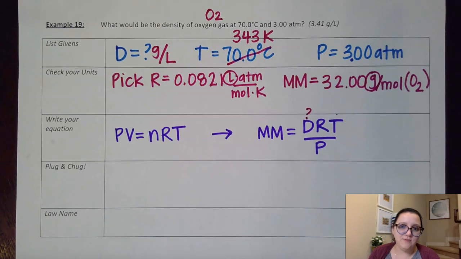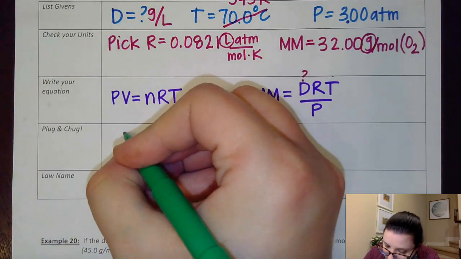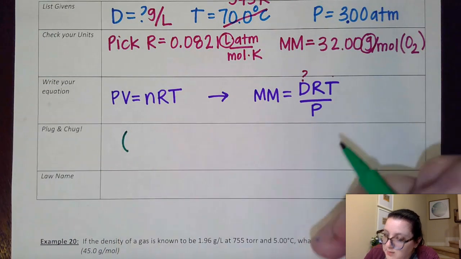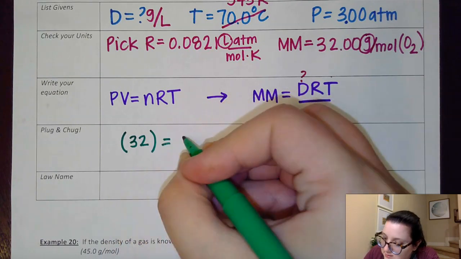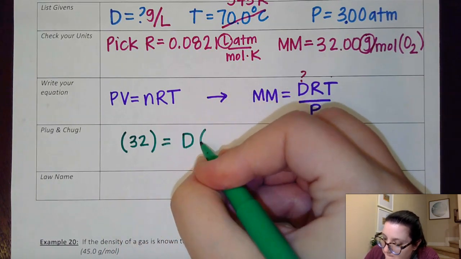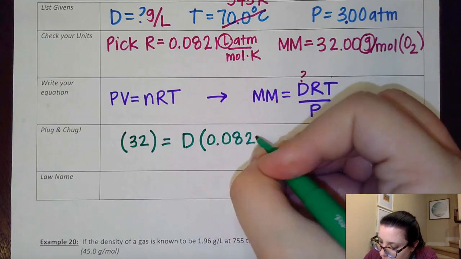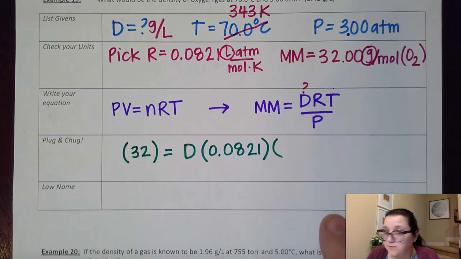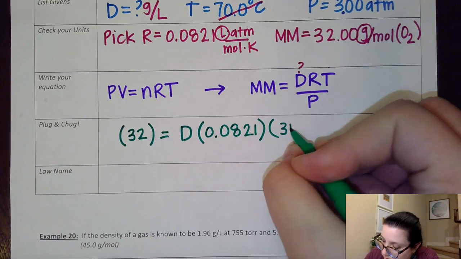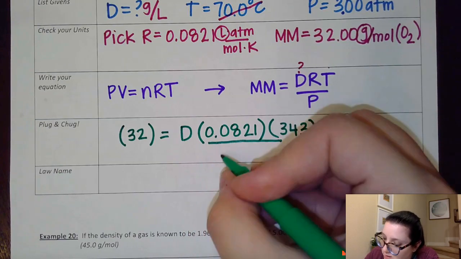All right, so now that I have everything kind of ready to go, I am ready to plug in. All right, so with that said here, my molar mass, as we said, was 32. My density is what I'm trying to solve. My R is 0.0821. My temperature, once I converted it, as a reminder, was 343. Over my pressure of 3.